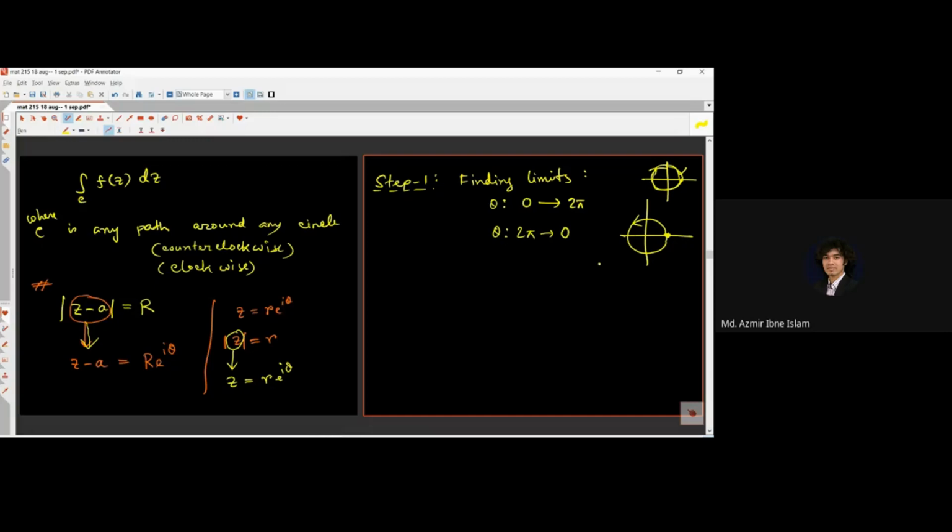Now tell me, if we have just the upper half circle, in counterclockwise direction, upper half, what will be the limit for this case?